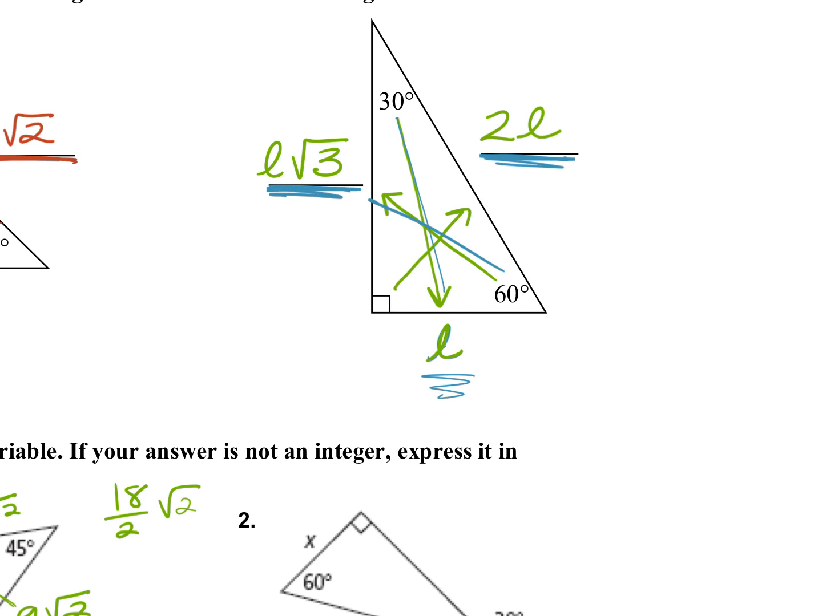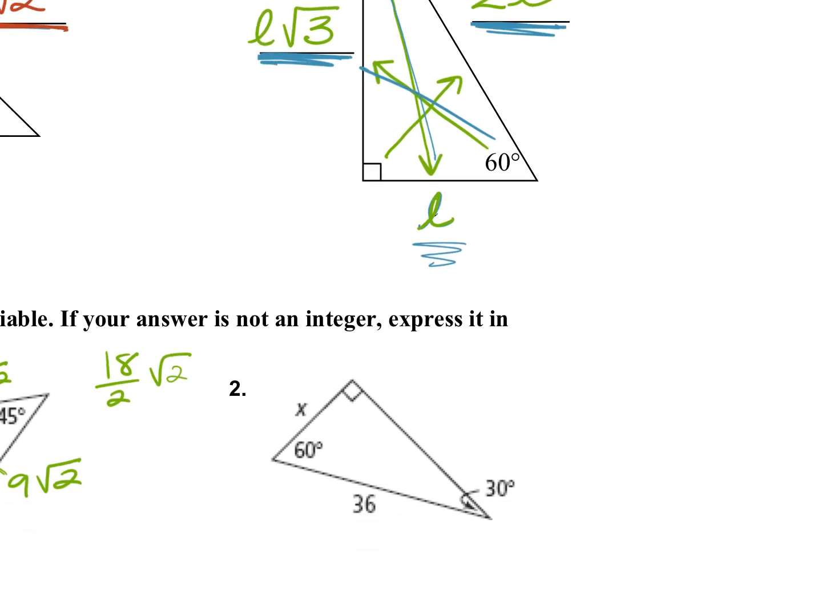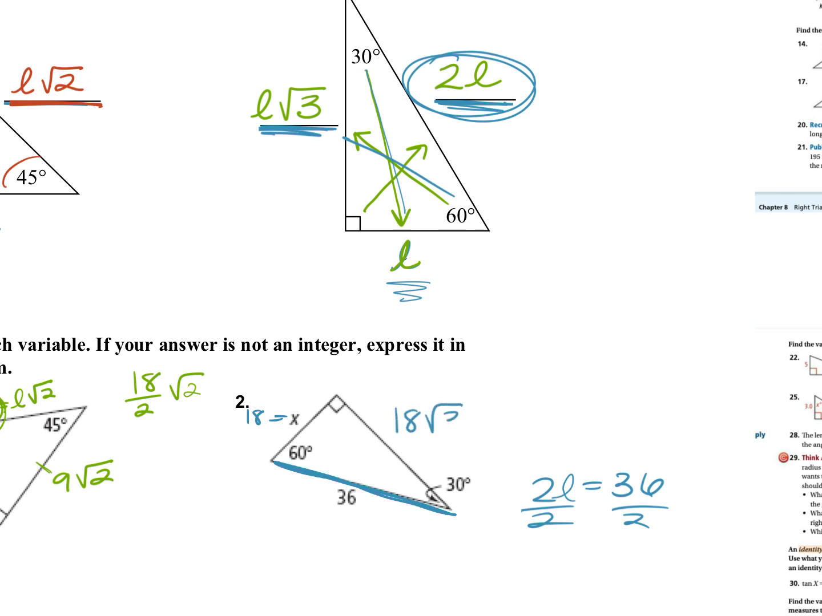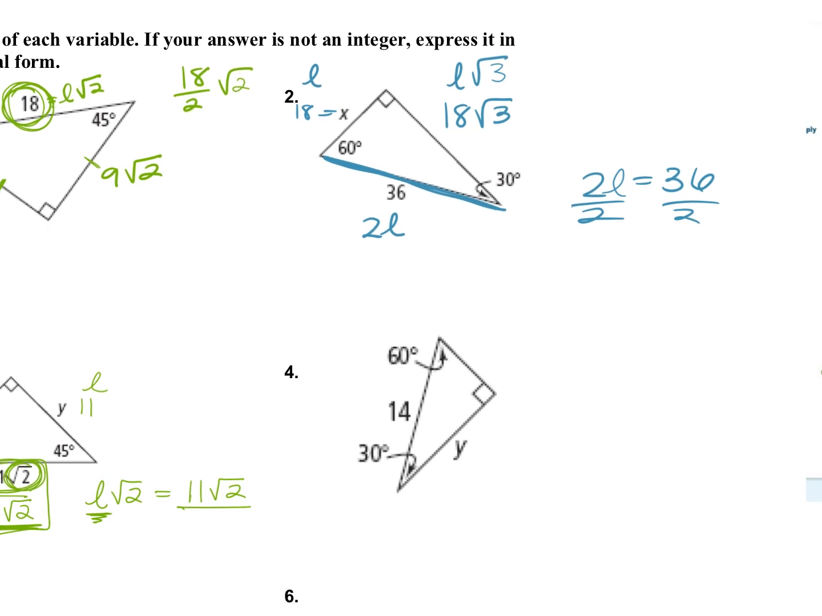Truett, hang out with me. Oh, okay. So on this one, they gave you the hypotenuse, which means they gave you 2L. X is 18. You got to cut it in half, right? We're saying 2L is the 36, so divide by 2. 18. That means this is 18. 18 rad 3 would be the other side, right? So this is L rad 3, and 2L. Okay, so if they give you the hypotenuse, cut it in half, and then multiply by rad 3.